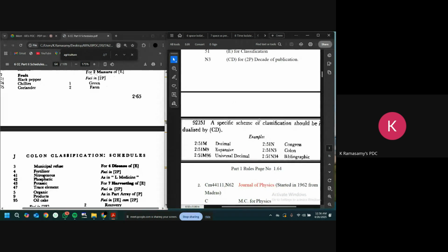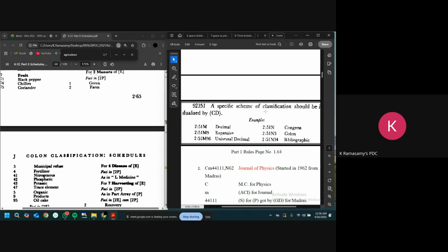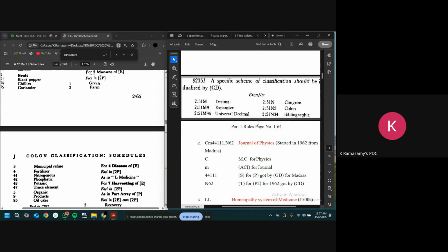That means the number for classification is 2:51. This isolate can be sharpened. How? For example, if you are writing the number for decimal classification, you add M. M means the classification was started in 1800s. Expansive classification, 1890s. Universal decimal classification, exactly 1896. Library of Congress classification, 1900s. If you take colon classification, it was developed in 1930s. Bibliographic classification, 1934. So based on the year of publication, the year of establishment, or the year when it started, you can coin or sharpen the existing concepts. Okay, that is one thing, using chronological device.